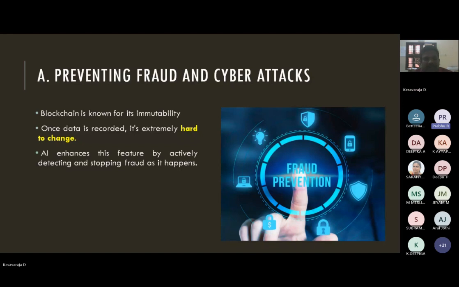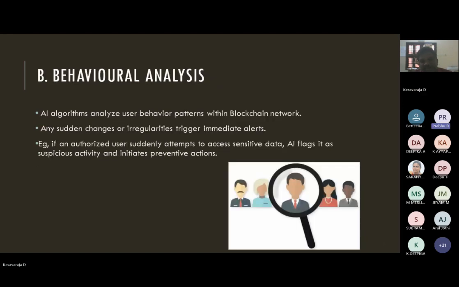Then second, behavior analysis. There are numerous people entering the blockchain network. So the AI model analyzes each and every user's behavior as well as data miner behavior within a blockchain network. If any sudden change or irregularity occurs, it can immediately send an alert. So AI helps with behavior analysis.